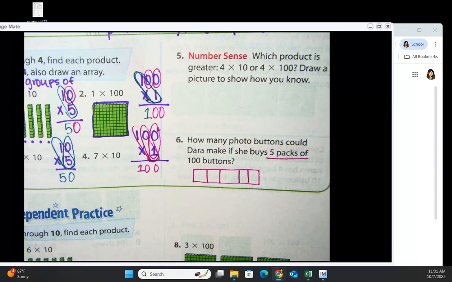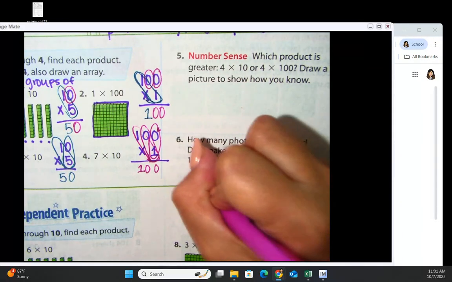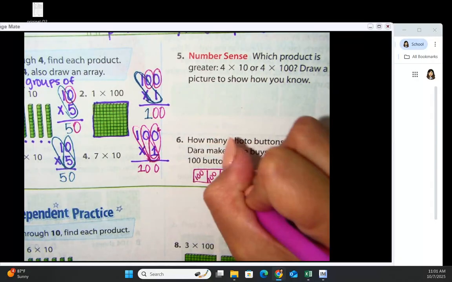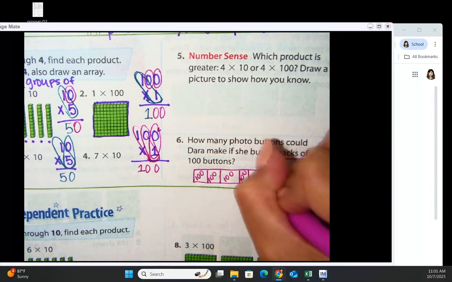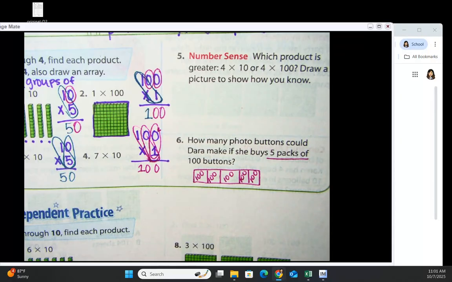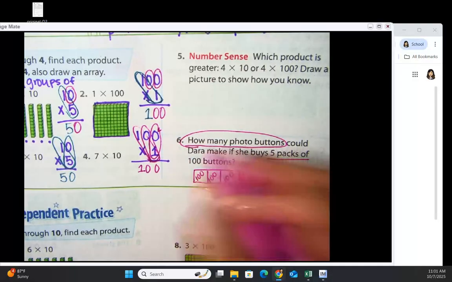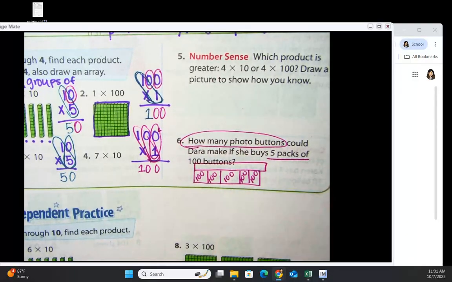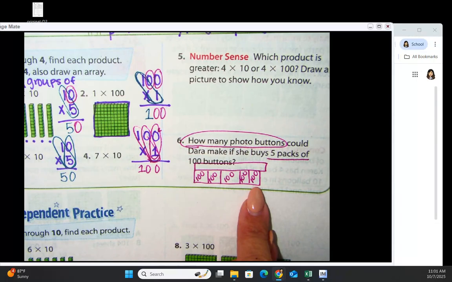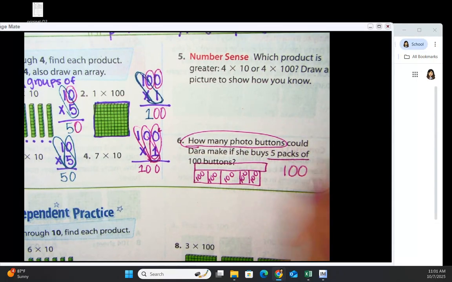We're writing this down. How many buttons are inside each pack? 100. So this is 100, 100, 100, 100, 100. They want to know how many photo buttons. So how many photo buttons does she have? 500. So I can add all of these, but I can also multiply.